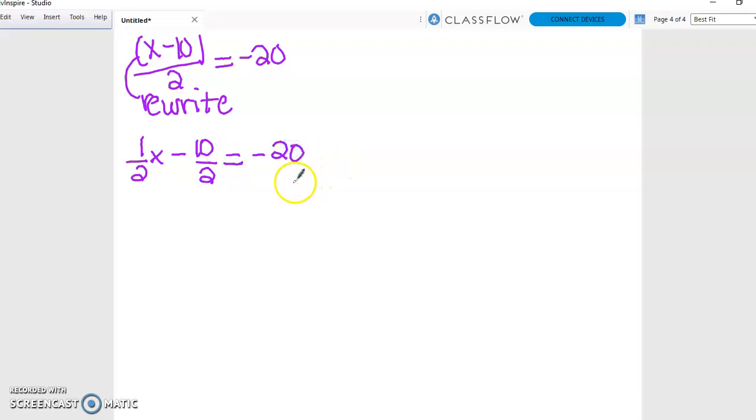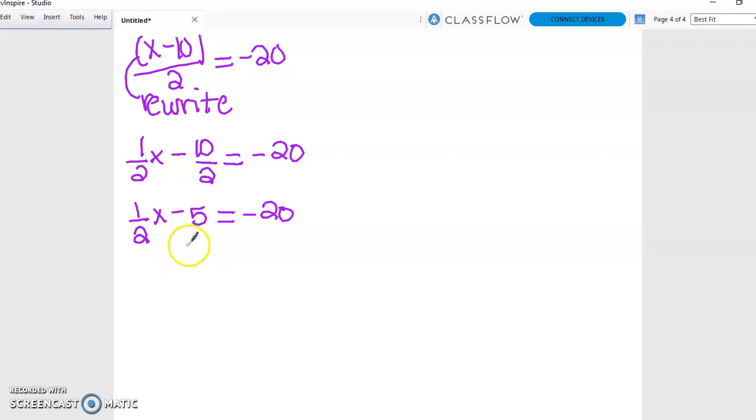All right, so before we move forward, can this 10 over 2 be simplified? I think it can. So let's rewrite again. Now we have 1/2 x minus 10 divided by 2 gives us 5, equals, let's just bring this part down, negative 20. So now this looks like some of the problems that we just worked.